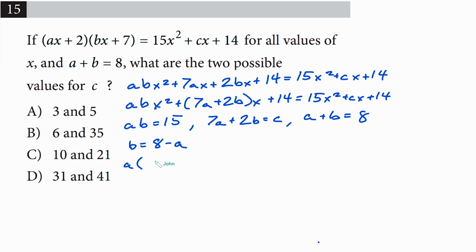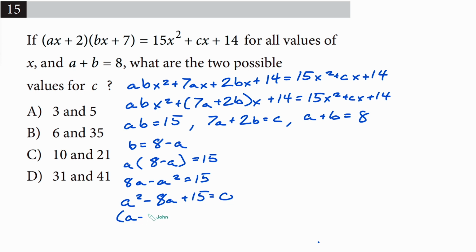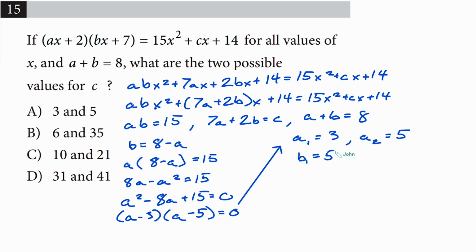That gives us a times (8 minus a) is equal to 15, 8a minus a squared is equal to 15, and finally, a squared minus 8a plus 15 is 0, which can be factored to (a minus 3) times (a minus 5) equals 0. That means a can be 3 or 5, which makes the corresponding b values 5 and 3 respectively.